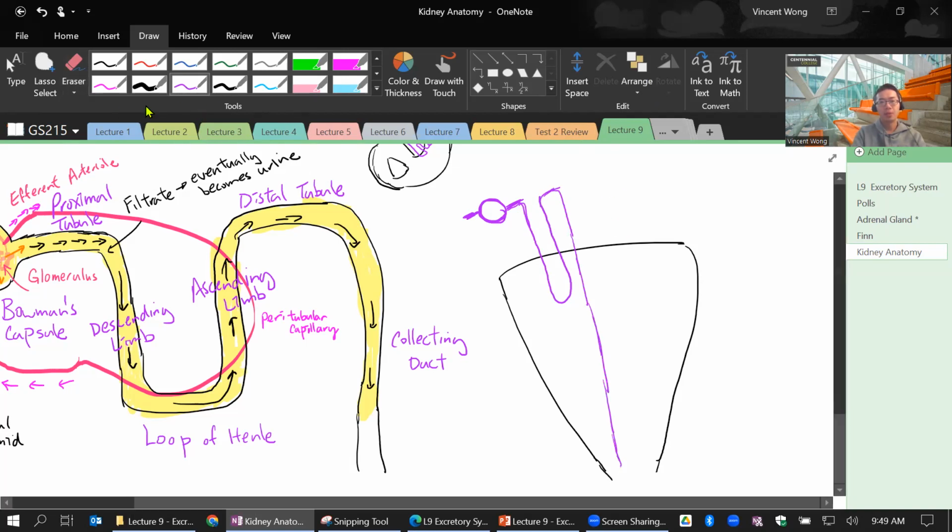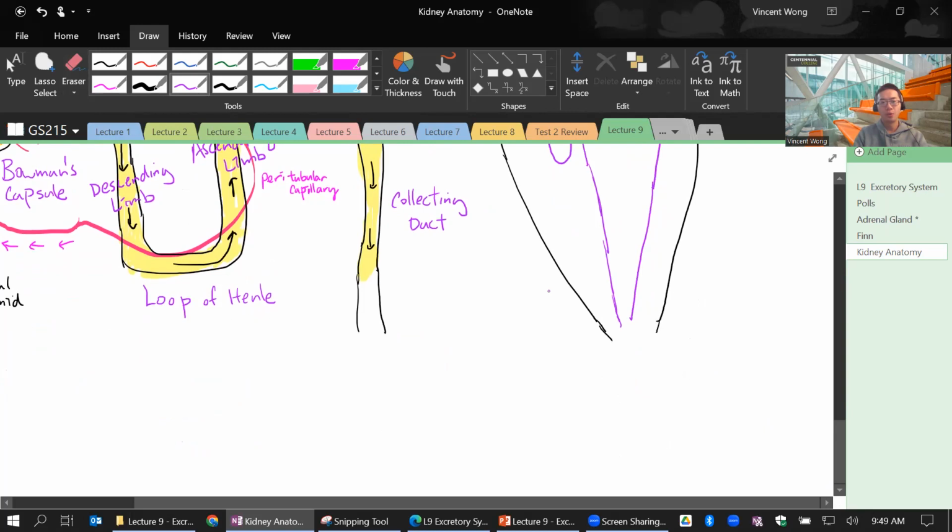Okay, I'm going to draw another one here for you. I'm going to draw it a little bit lower, because they don't always have to start at the same point. You have the Bowman's capsule, proximal tubule, loop of Henle that dips down and comes back up, distal tubule, and the collecting duct. Remember, these are hollow structures, and inside them is the filtrate, and the filtrate will become the urine.